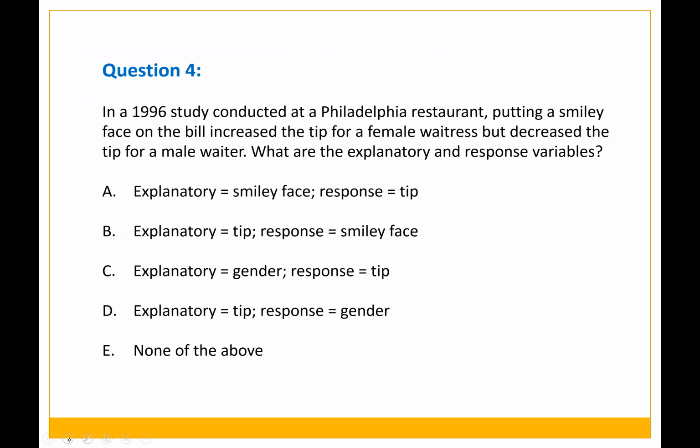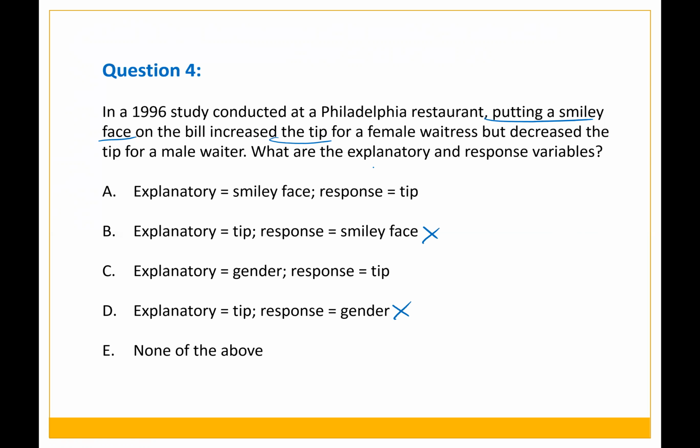If you look at this, they ask people to put a smiley face and they measure whether the tip increased or decreased. So a very clear thing coming from here is that the response is the tip, the outcome that you actually measure. So B and D are not correct. Now, the explanatory variable is what actually confused me. Is it the smiley face or is it the gender?